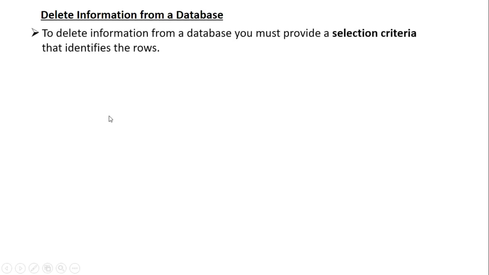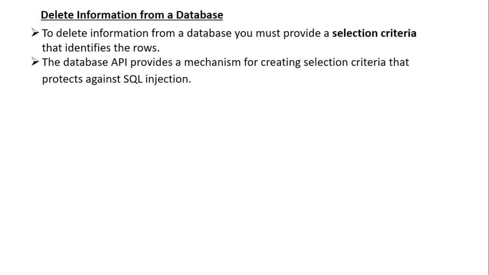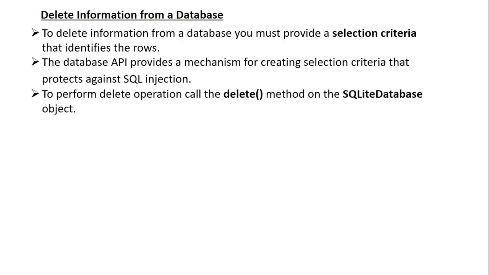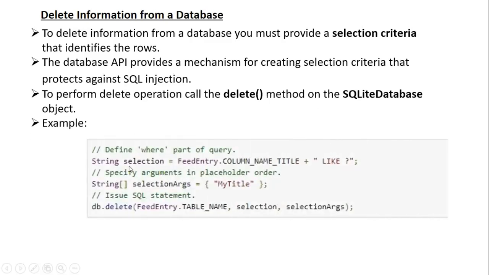Now here we can learn about how to delete information from a database. To delete information from a database, you must provide a selection criteria that identifies the rows. The database API provides a mechanism for creating selection criteria that protects against SQL injection. To perform the delete operation, call the delete method on the SQLite database object. Here is a simple example. So here we specify the selection criteria, and here is the selection argument, and finally we call the delete method on the SQLite database object. For this method, you have to pass parameters like table name, selection, that means condition, and selection arguments.